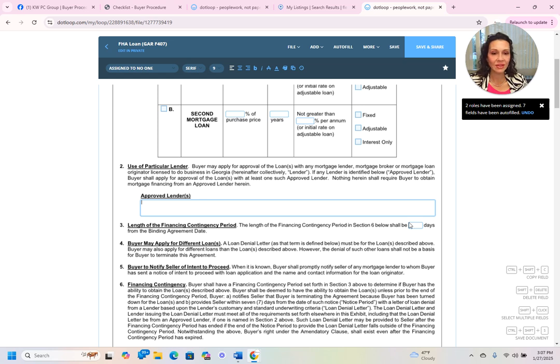Number 3 is length of financing contingency period. This is another period in which your buyer can back out of the contract and keep their earnest money. If for some reason during this period of time my buyer's loan is denied, they get to back out and get their earnest money back. This typically is 14 days.